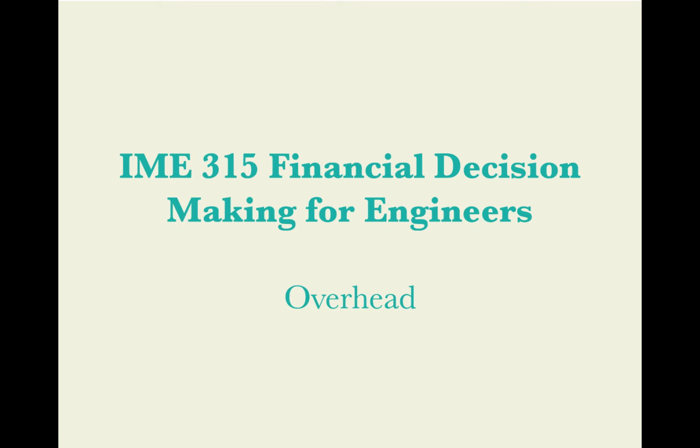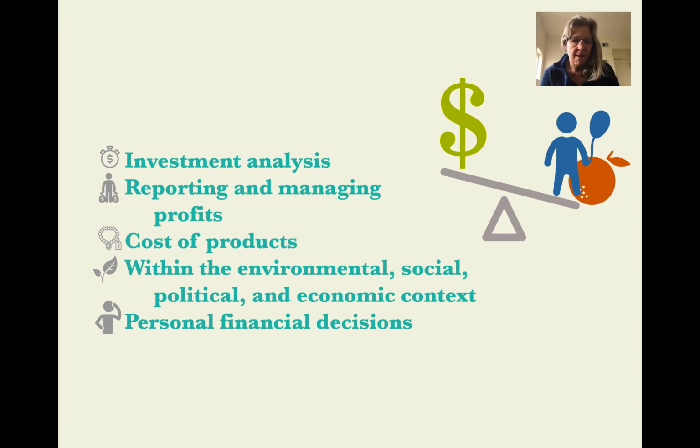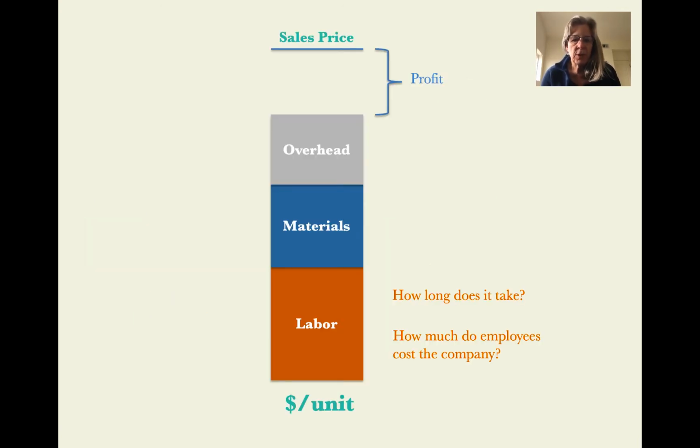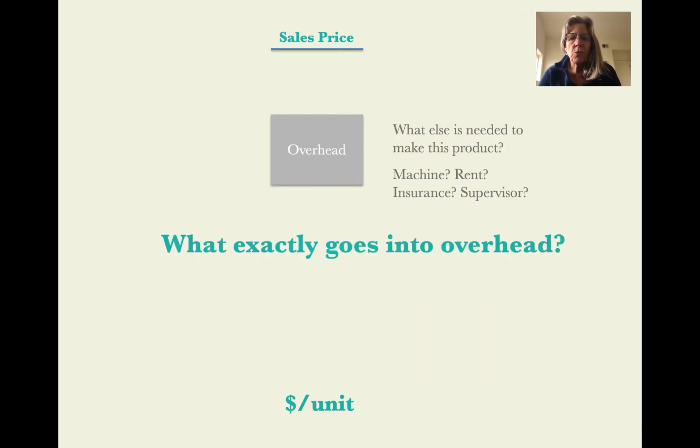This video is on overhead costs. And when we look at the 5 areas that are covered in this class, this video falls into the category of cost of products. So when we've looked at this before, we've tried to convert all associated costs to make a product into a dollar per unit calculation. We've talked about labor and materials, and this video talks about overhead. So the 2 questions with overhead have to do with what else is needed to make this product, and then how do we allocate that.